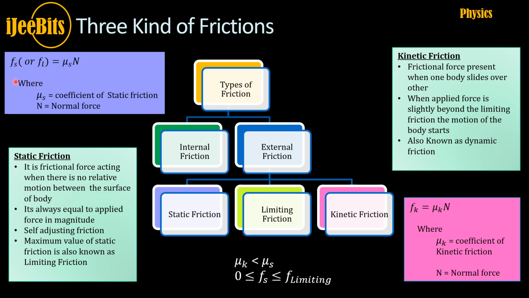Here we have static frictional force, or limiting frictional force, equal to the coefficient of static friction times the normal force. Here mu k is less than mu s. The coefficient of kinetic friction is less than the coefficient of static friction. The limit is: 0 is less than or equal to the force of static friction, which is less than or equal to the limiting frictional force.